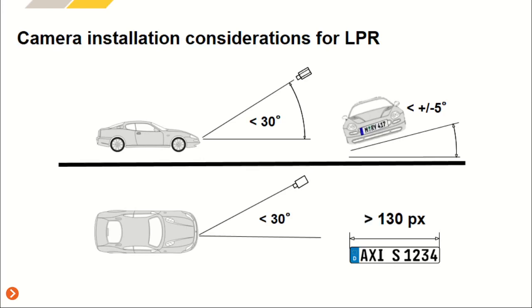Also quite important, if we look into the license plate itself, we are suggesting that this should be at least a size of 130 pixels in the image. And here we have a nice tool in our cameras called the pixel counter to make sure that you can calculate this. It's available in every camera, so it's not just on specific ones. You can always check if you have the right amount of pixels for your installation. Just some really general and simple ways.